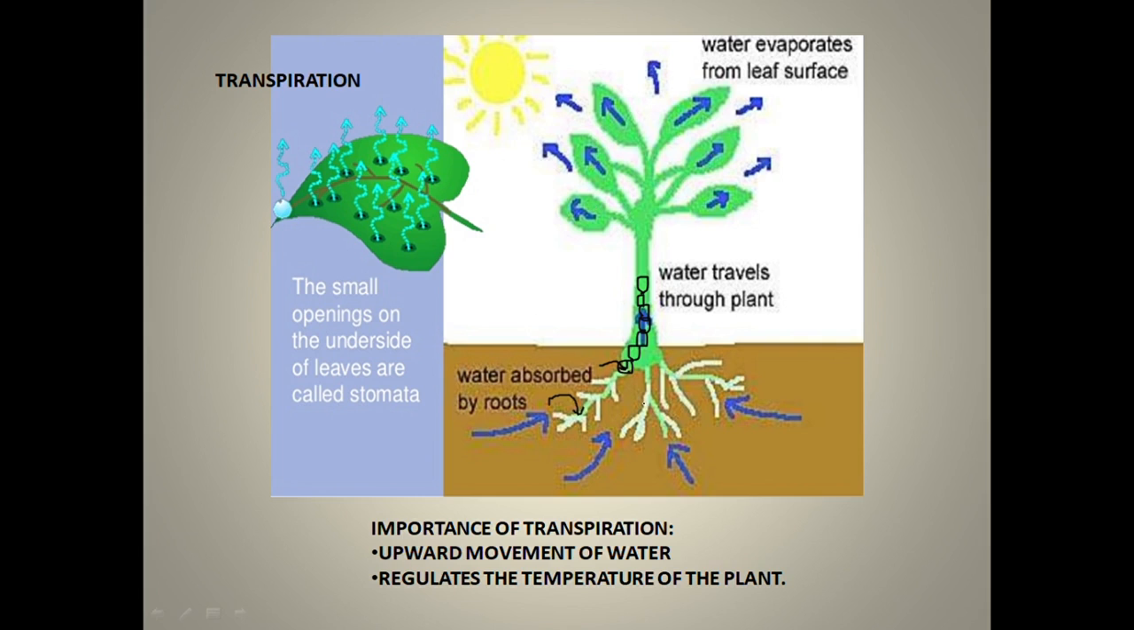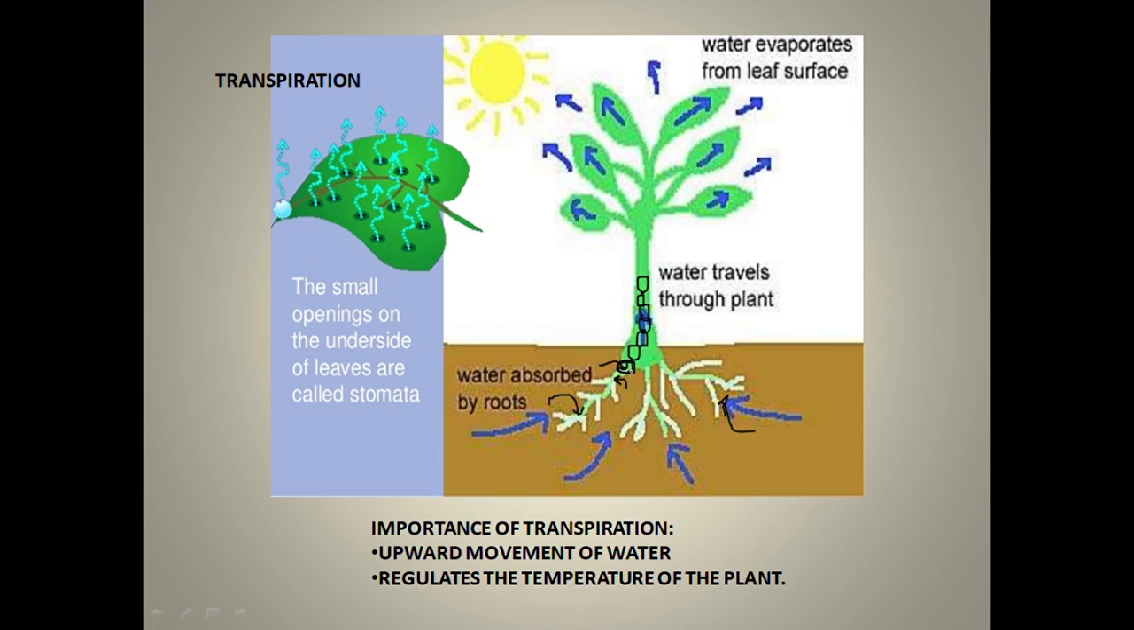Now we'll see about this particular cell. Hope you are able to see this pointer which I am moving. At this particular spot, when the diffusion is happening, the xylem cells or xylem tissue present in the roots will absorb the water. They will all absorb the water from the soil into the root. The absorption of water is happening everywhere in the root.